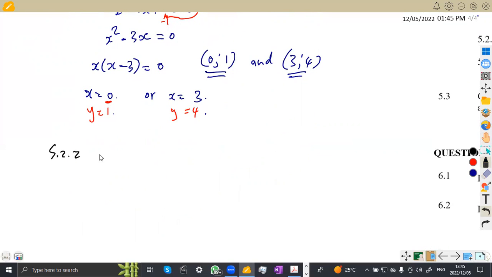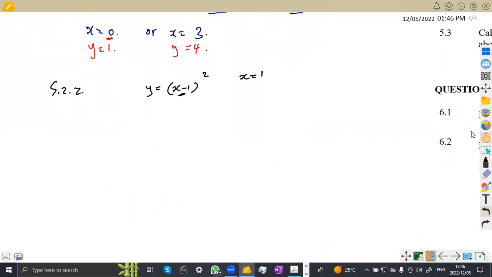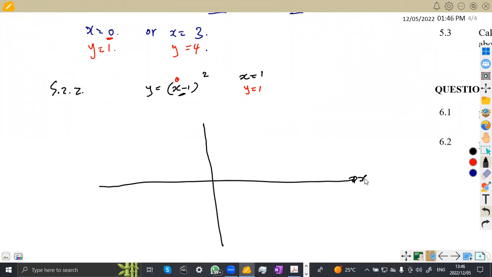So this is 5.22. y is equal to (x minus 1) squared shows that there is one solution at x is equal to 1. So that means we can substitute that, and the y-intercept when x is equal to 0 is at y is equal to 1. So the y-intercept is at y is equal to 1, and the x-intercept is at x is equal to 1 again. All right, so that's it.